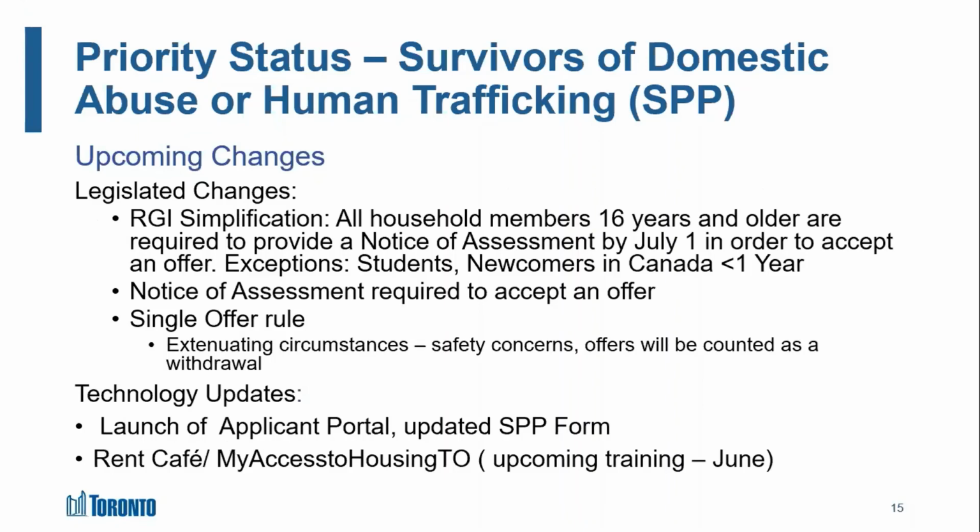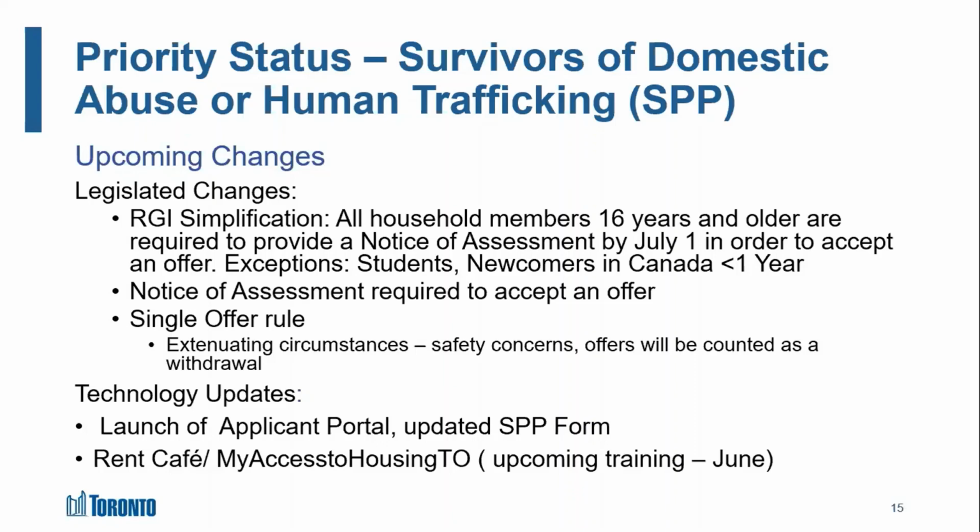Wanted to share some upcoming changes. The first set of changes are the legislative changes. So rent geared to income simplification process. This will require all household members over the age of 16 to provide a notice of assessment. This will come into play approximately July the 1st. And a notice of assessment is required to accept offers. Exceptions to this process are students and newcomers to Canada that have been in the country less than a year.